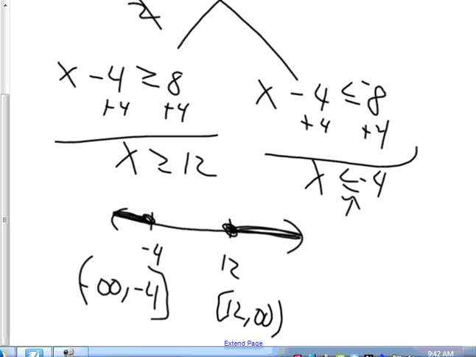Raise your hand if you felt comfortable with that part. Okay, good. Then you've mastered the first part of the quadratics material. I'm going to pause for a second while I get to the second part.